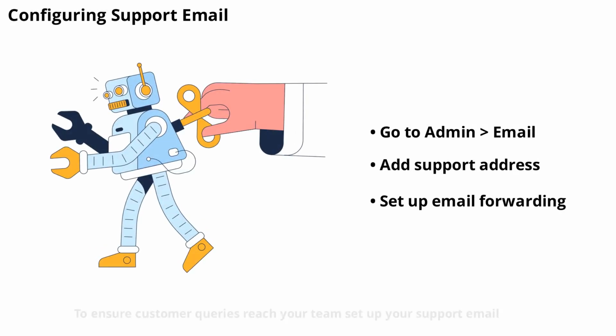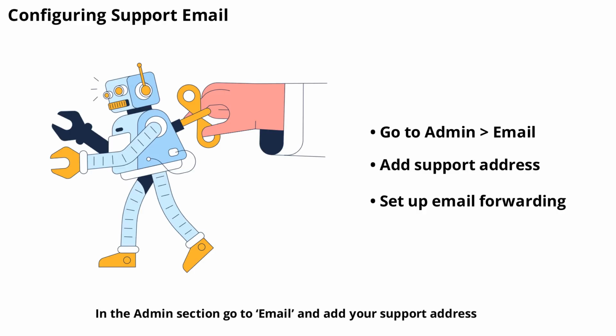To ensure customer queries reach your team, set up your support email. In the Admin section, go to Email and add your support address, such as support@yourcompany.com. Freshdesk will provide instructions to forward emails from your domain to your Freshdesk inbox. This setup allows all incoming support requests to be automatically converted into tickets, streamlining your workflow.